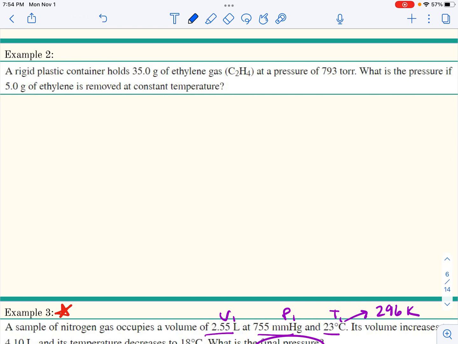And remember that when we look at a gas laws question, we have to decide if it's a before and after comparison type question or if it's a single point in time question. So we have a rigid plastic container that has 35 grams of gas at a pressure. And grams, remember, is not one of our variables, but grams could be converted to moles, right? Which would be N at that point.